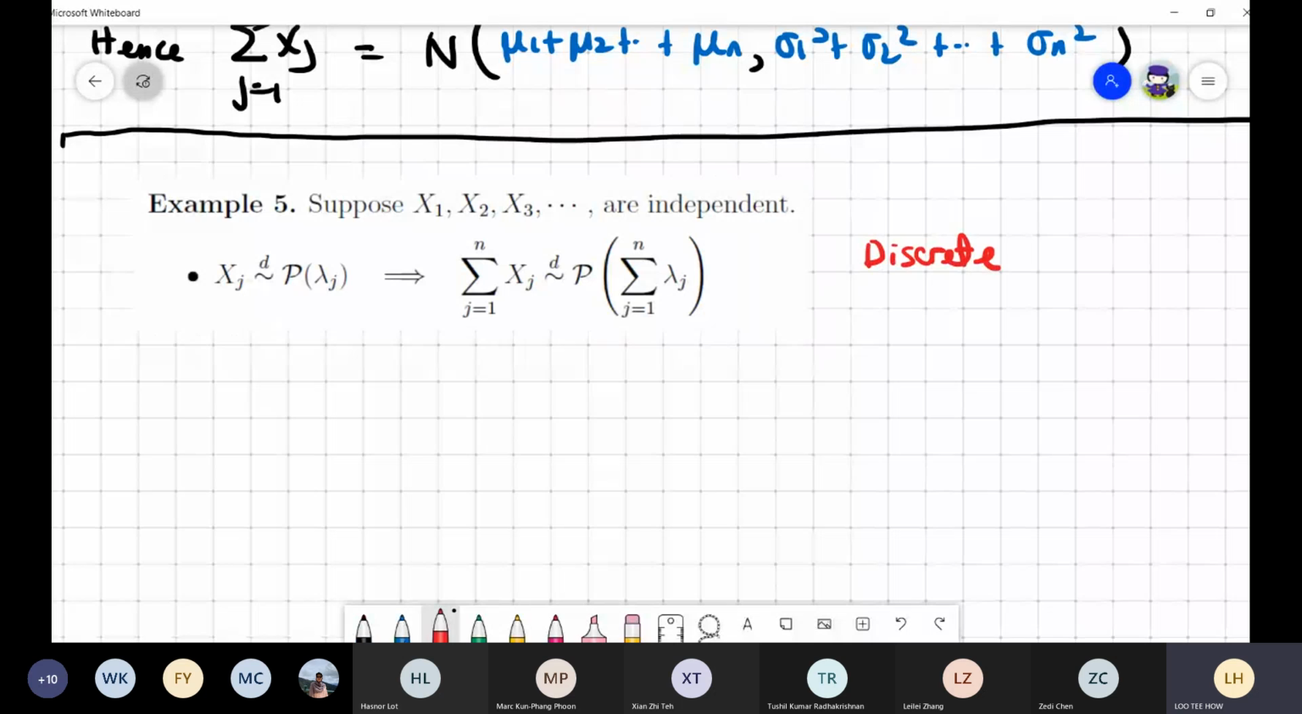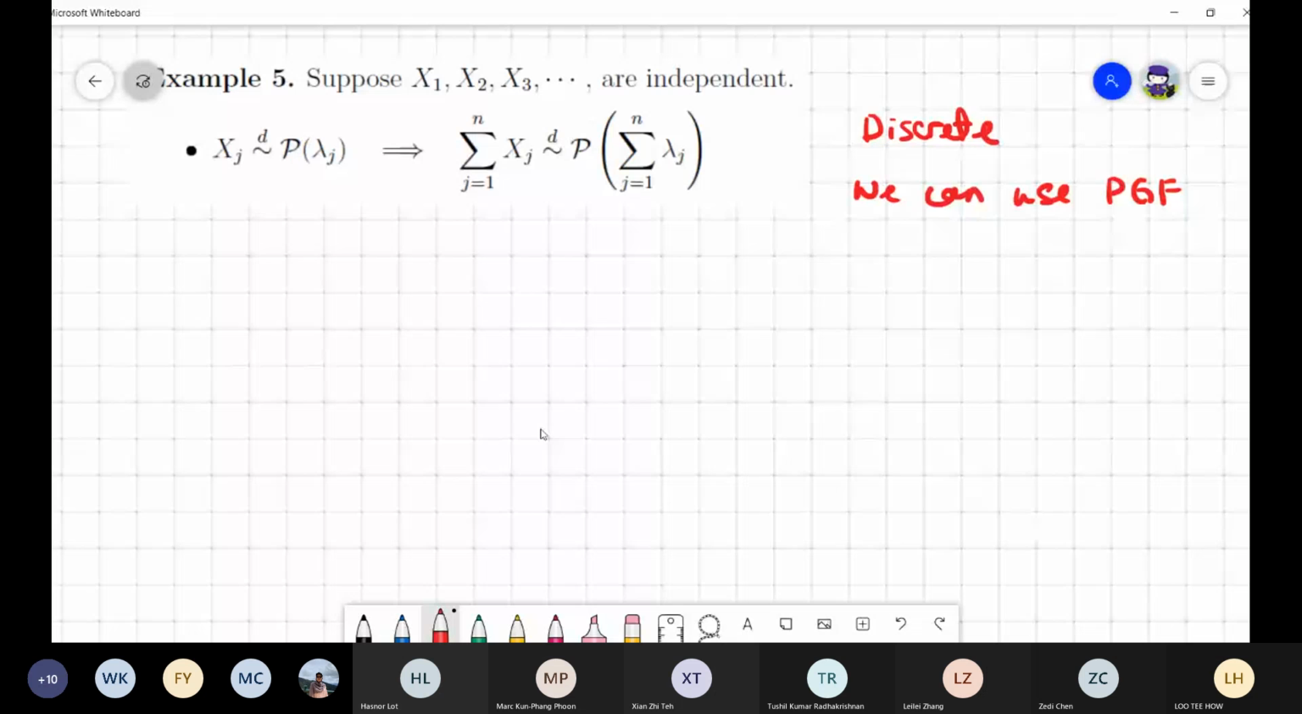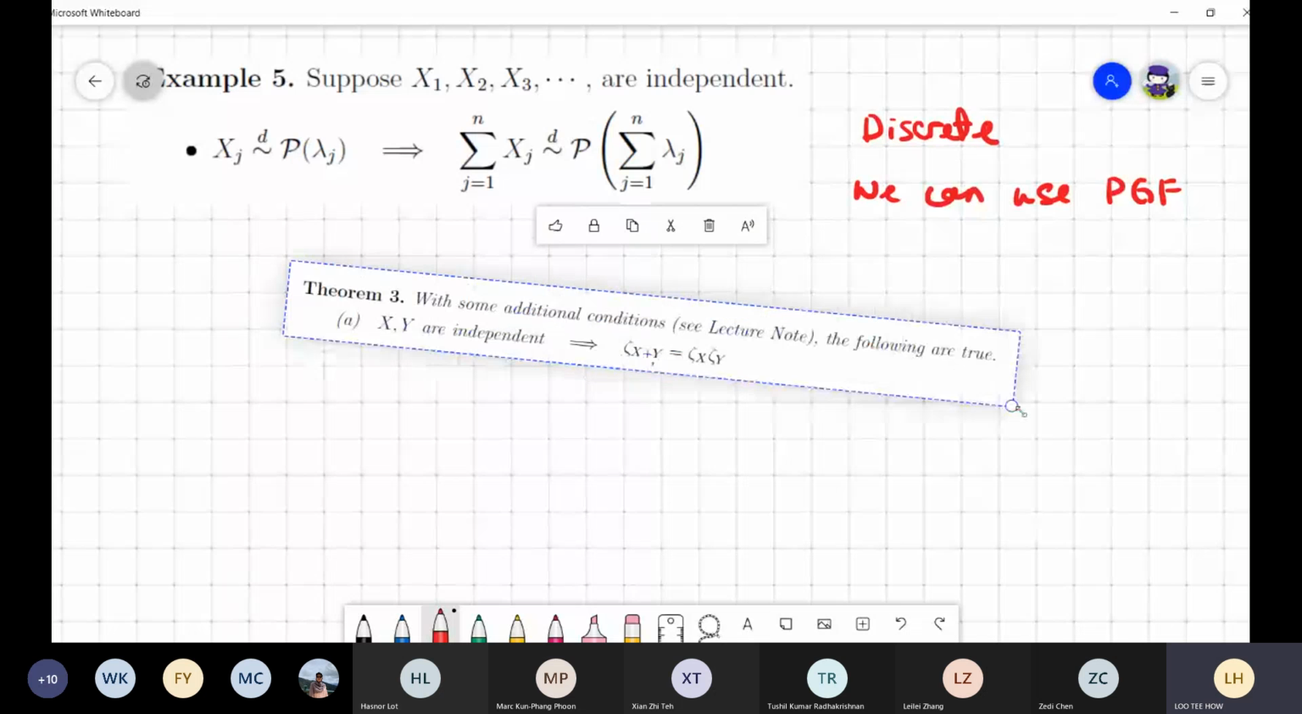In the discrete case, maybe we can use the probability generating functions to solve the problem. Before that, let's recall the formula, to see what we can do if we have a set of independent random variables. Again, we have a similar formula, so maybe I just put it over here. Okay, this is our theorem.